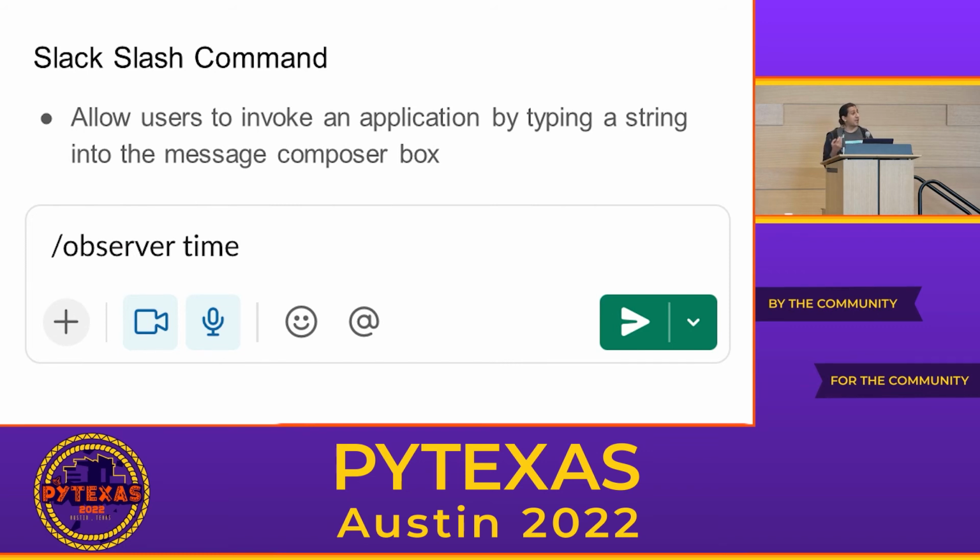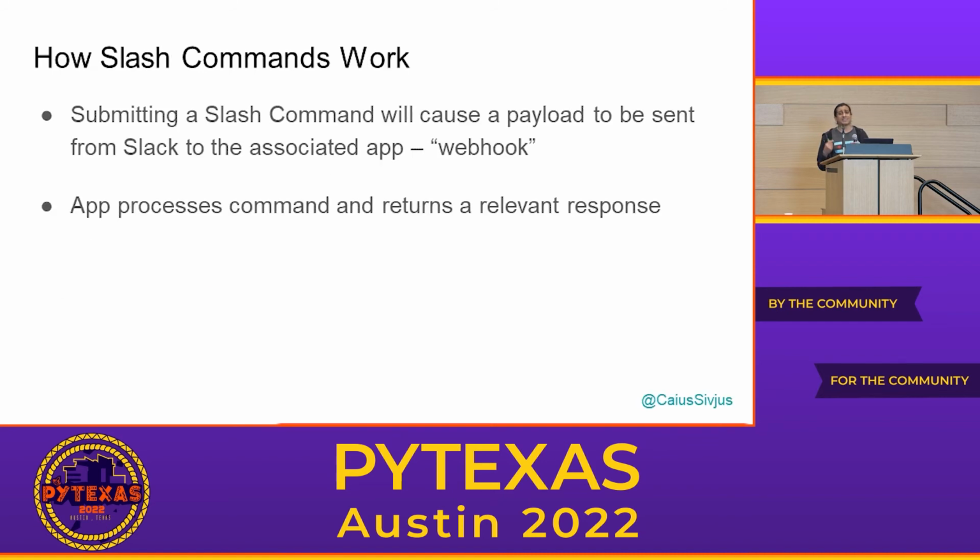So really quickly, Slack is a chat platform. We can use the Slack API to build applications, or bots, if you want to call them that, and we can use them to interact with our users or to automate different types of workflows. One way we can interact with our application or with our bot is using a slash command. And when we submit a slash command to Slack, it's going to cause a payload to be sent from Slack to our command webhook, and then we can process the command and return a response.